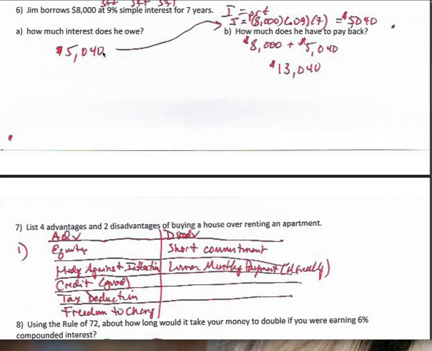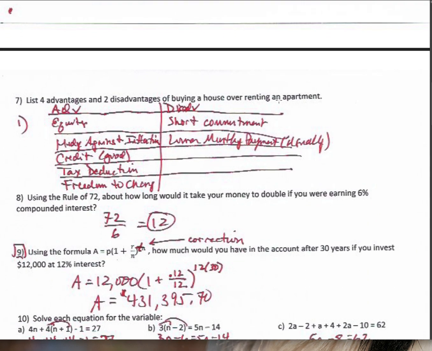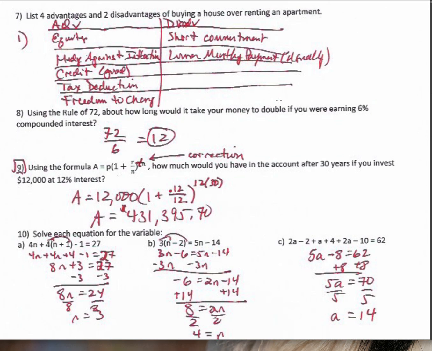But they could ask how much interest do you owe, or they could ask how much do you have to pay back. You also have to pay back the principal, the amount that you started borrowing. So it's $8,000 plus $5,040, which makes $13,040.